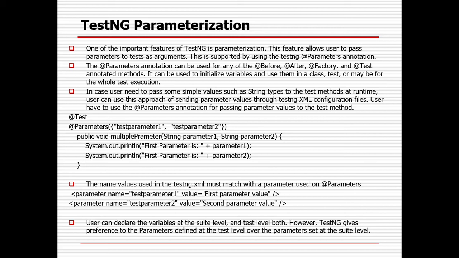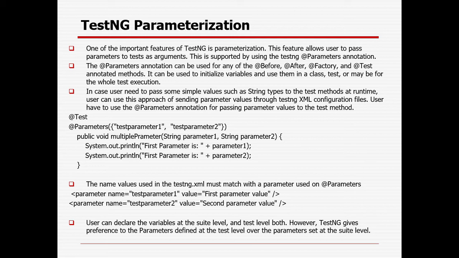It can be used to initialize variables and use them in a class test or maybe as a whole test execution, right? So whenever a particular user ID or URL is common in nature, we'll be using the parameters. But in case a particular attribute is not common and will be used only one time, we will not use the parameter, right? So there is no point; you can use the hard coded value. But whenever the same attribute or same property will be used multiple times, we can proceed with parameterization, so it will reduce the overall effort.